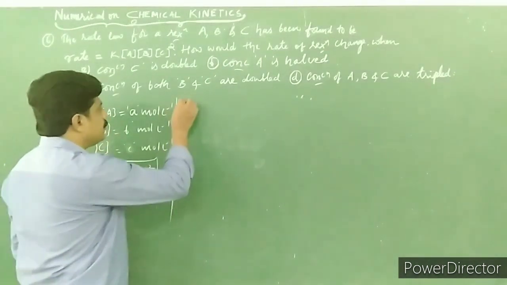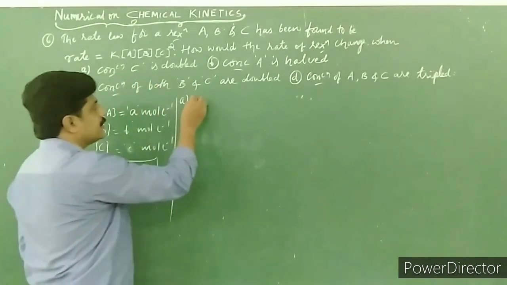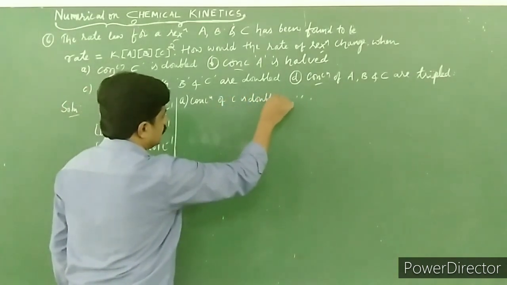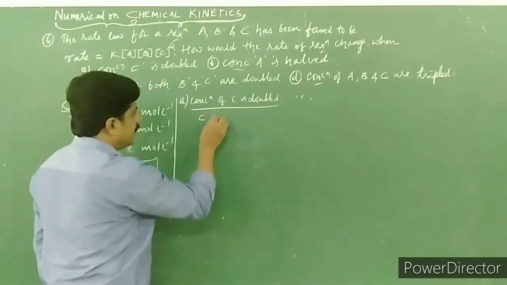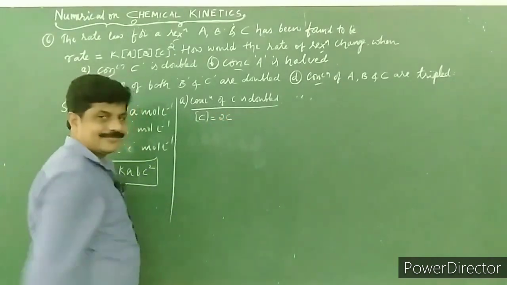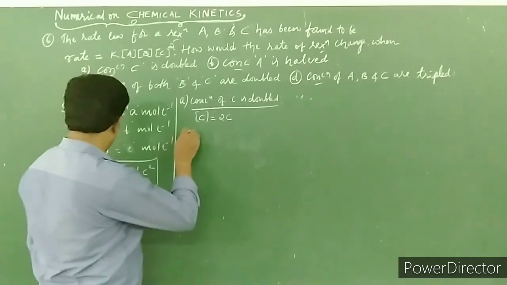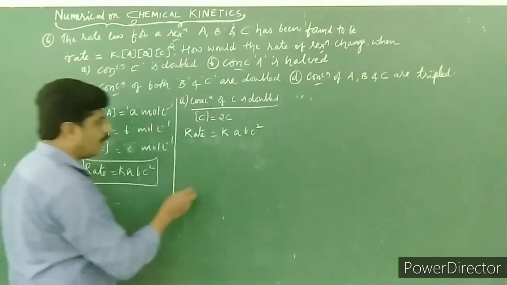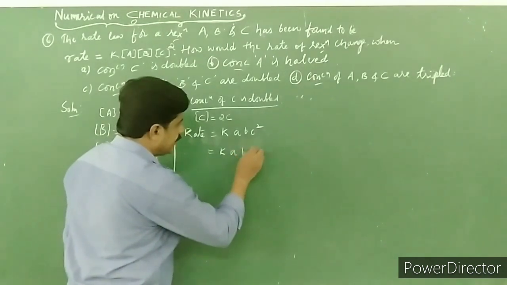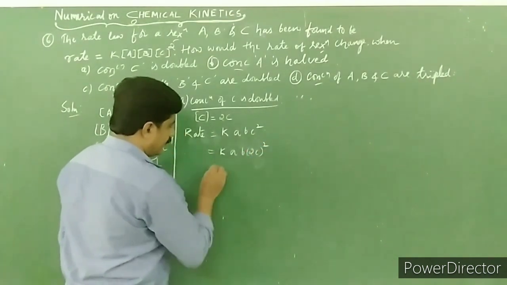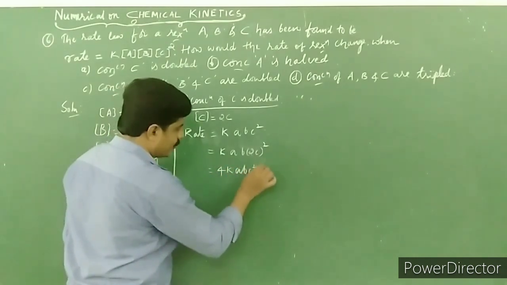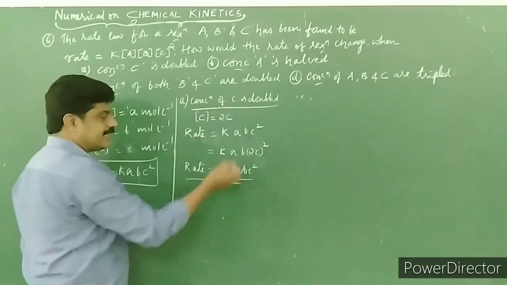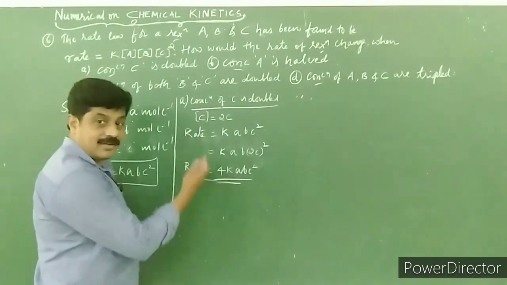Now let me take up the first part of the numerical. When the concentration of C is doubled, that means concentration of C is equal to 2C. Hope you got it. Now the rate is equal to K into A, B, C square. In place of C, I'll put 2C whole square. Now 4K A, B, C whole square. That means the rate of a reaction is increased by 4 times when the concentration of C is doubled. Hope you understand that. So rate of reaction is increased by 4 times.